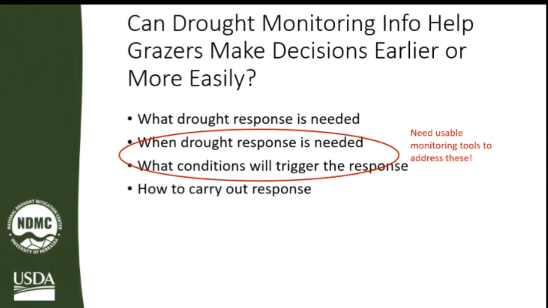But knowing when you're going into drought and when you have to take action and how dramatic of an action you need to take can be really hard to answer and very stressful. So with these questions, we're trying to really address those middle two. How can we make monitoring information more usable to address these questions? And can it help ranchers make decisions earlier?